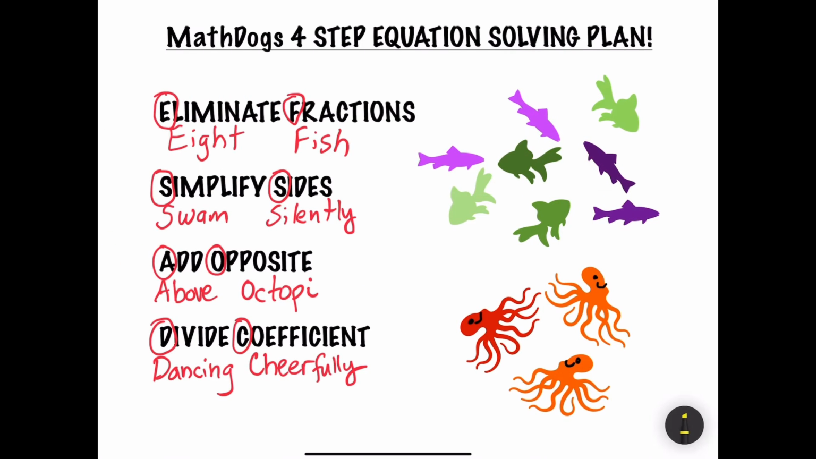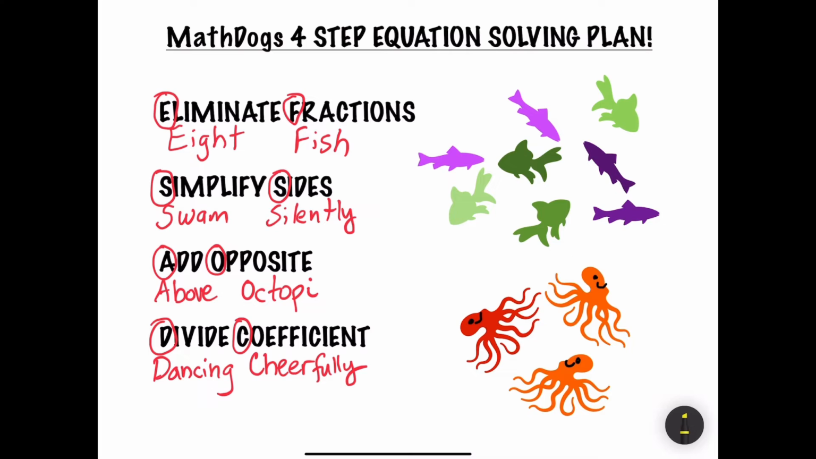So you may be asking yourself, did I really see a fish and an octopus at the beginning of the video? And the answer is yes. It's all part of our memory trick to help us remember those 4 steps. So first of all, we've broken the 4 steps into 8 words, 2 words for each step. Eliminate fractions, simplify sides, add opposite, and divide coefficient.